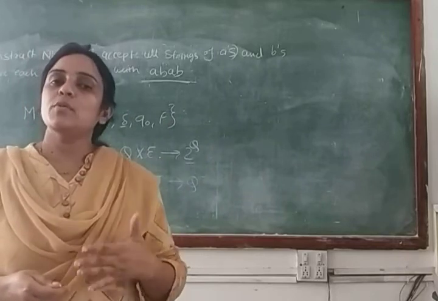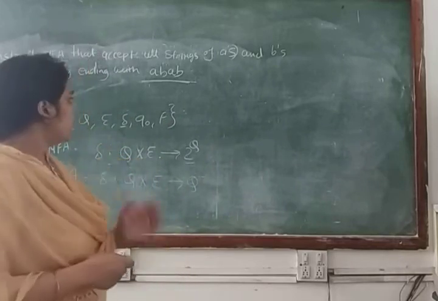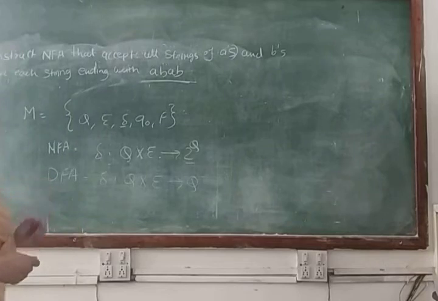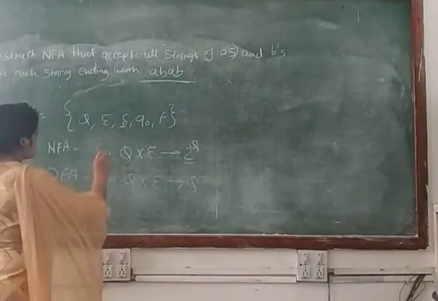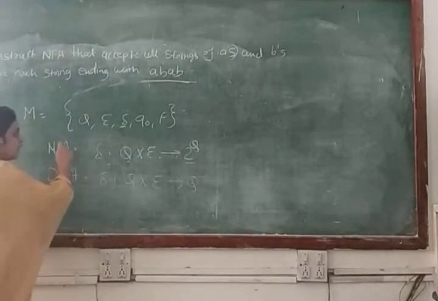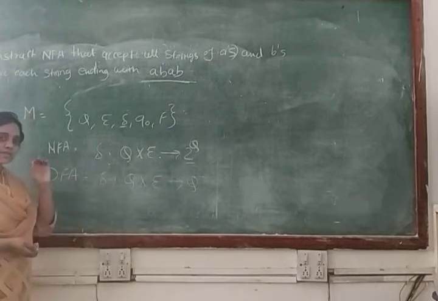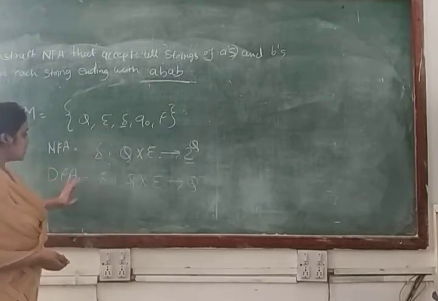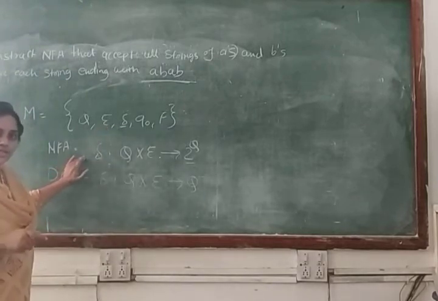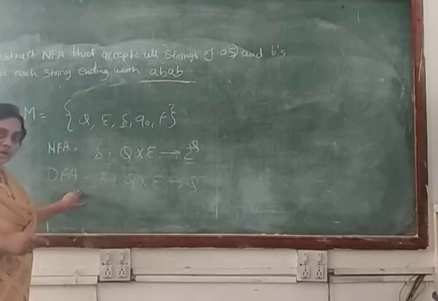So that's why you have to make the final state also. Okay, so this is your NFA part. You will define an NFA by using these 5 tuples, and also a DFA by using these 5 tuples. But what is the difference? The difference is the transition function. NFA has a different transition function and DFA has a different transition function.